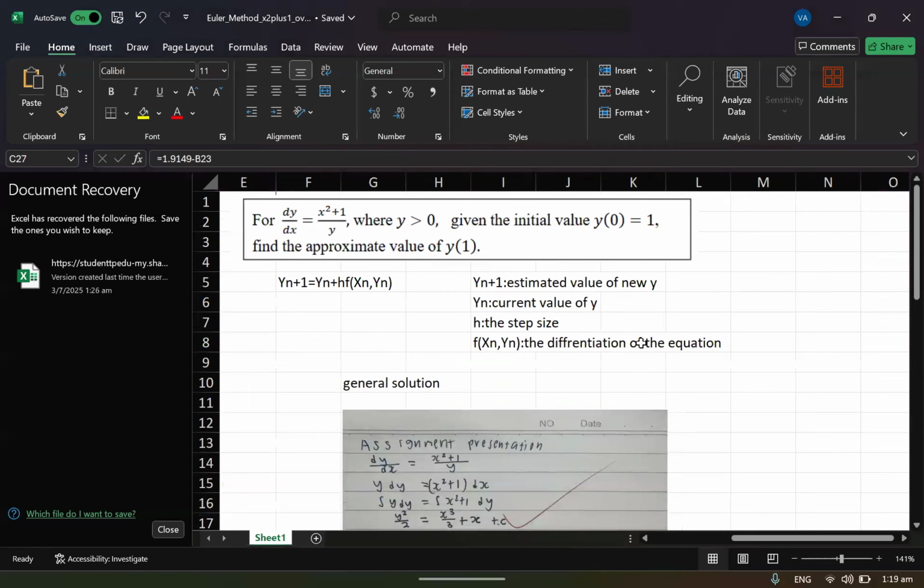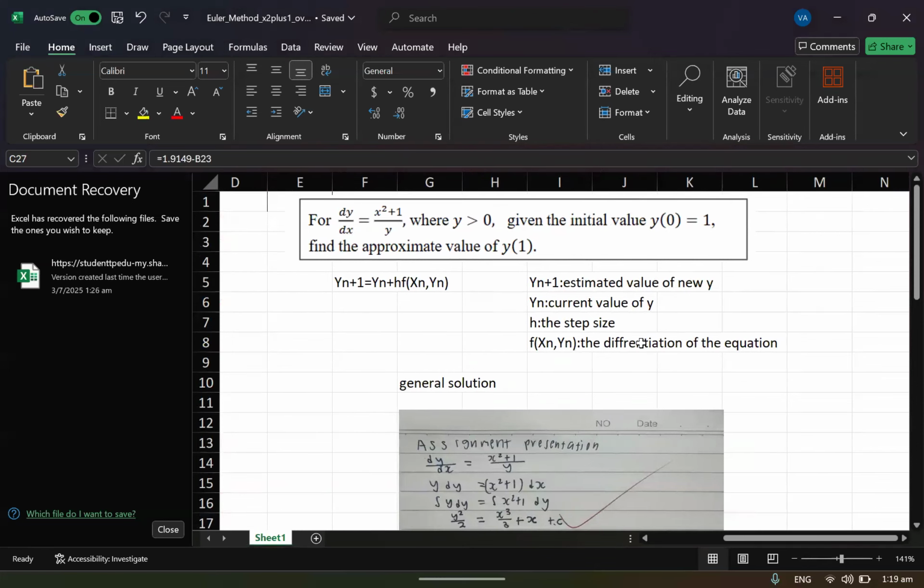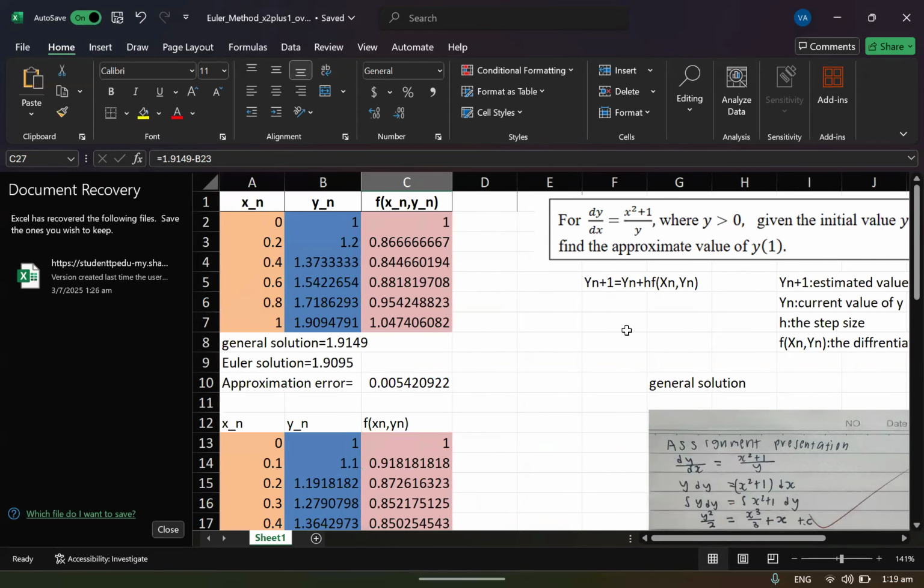As you can see here, this is the question given to us. For dy/dx = x squared plus 1 over y, where y is more than 0, given the initial value y(0) = 1, find the approximate value of y(1). So as given the initial values x = 0 and y = 1, I've put it here. For the next value of x, I add 0.2 to it as I'm using a step size of 0.2. Then I just drag it down so it adds 0.2 to everything.